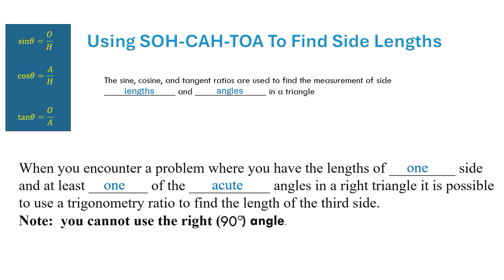Okay, in this lesson, we're going to use our trig ratios, or SOHCAHTOA, to find the side lengths. So the sine, cosine, and tangent ratios are used to find the measurement of side lengths and angles in a triangle. This lesson will focus on the lengths. When you encounter a problem where you have the length of one side and at least one of the acute angles in a right triangle, it is possible to use a trigonometric ratio to find the length of the third side. Note, you cannot use that right angle, the square angle, at all.